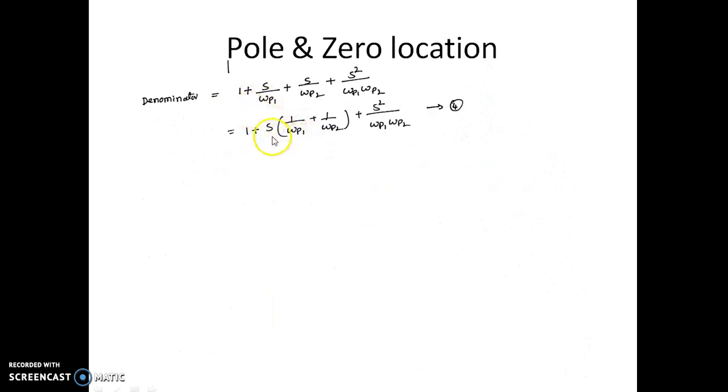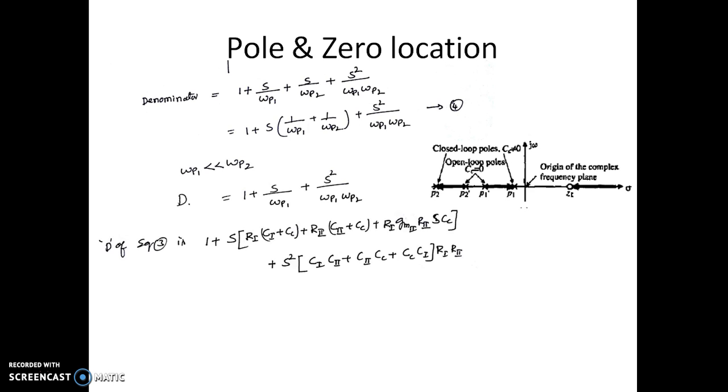Out of these four terms, let me take out S as a common factor in these two. I'll end up with 1 over omega p1 plus 1 over omega p2, and of course we have S squared divided by omega p1 into omega p2. As you can see now, the coefficient of S is 1 over omega p1 plus 1 over omega p2. So this omega p1, omega p2 are the pole frequencies corresponding to the pole location after compensation.